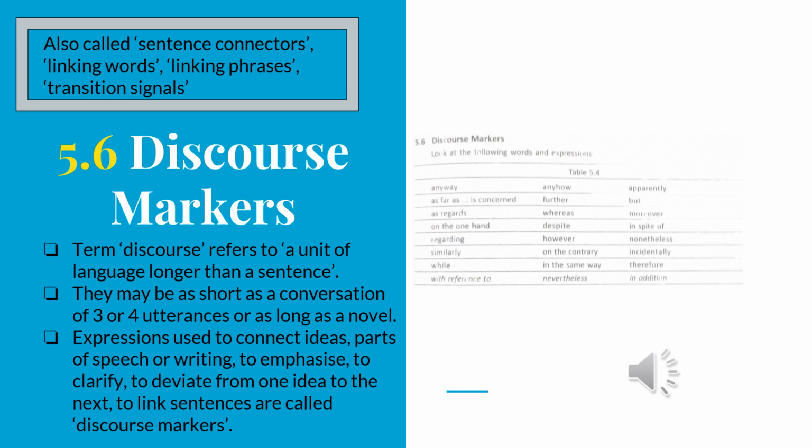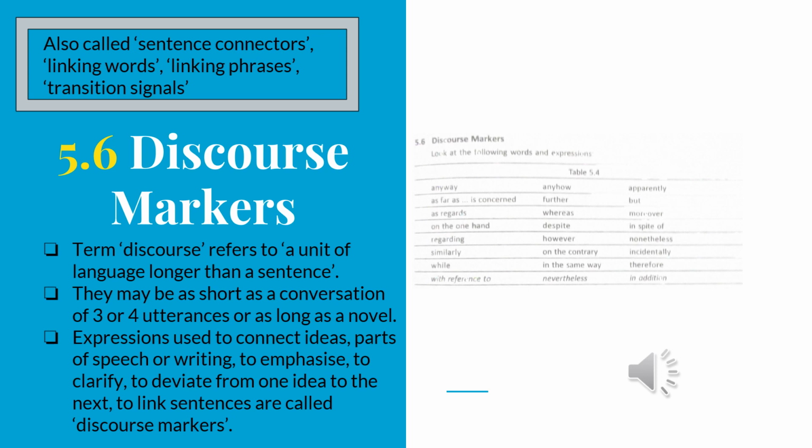Now, there should be a relationship between paragraphs also. One paragraph should lead to the next paragraph. That is what you call a flow in reading. So that is achieved by using such discourse markers or expressions that help us to connect ideas, parts of speech or writing, also help us to emphasize, clarify, move from one idea to next, and also connect sentences. So they are called discourse markers.